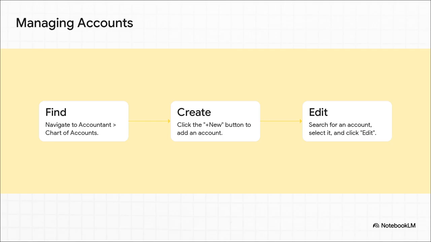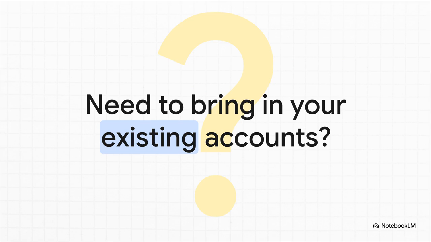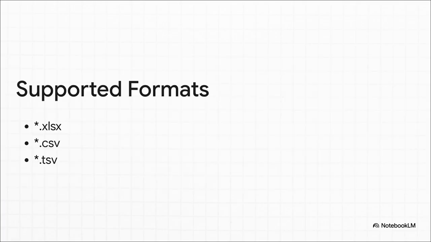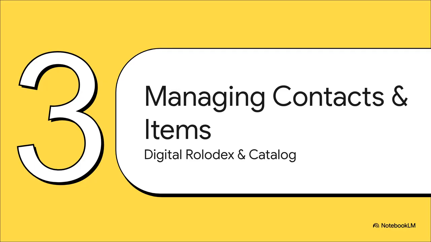It's all right there. But what if you're not starting from scratch? You probably have a whole list of accounts from your old system, right? Well, the good news is you do not have to create them all one by one. Zoho walks you through this incredibly simple 3-step process. You just upload your file, match your column names to Zoho's fields, give it a quick look to make sure everything seems right, and then you import. Seriously, your whole chart of accounts can be in the system in just a couple of minutes. Just make sure your file is saved in one of these standard spreadsheet formats, Excel, CSV, or TSV, and you'll be good to go.